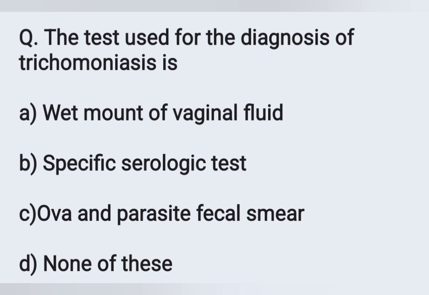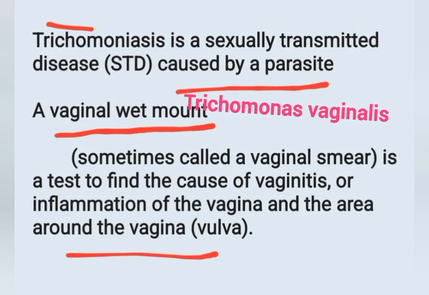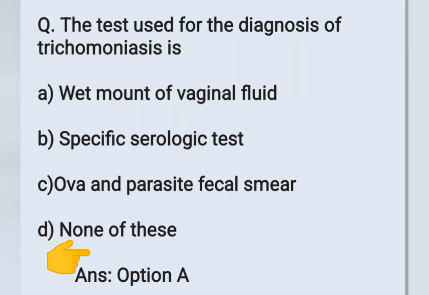Here our question is, the test which is used for the diagnosis of trichomoniasis is. We can see what is trichomoniasis. Trichomoniasis is a sexually transmitted disease caused by a parasite. Its name is Trichomonas vaginalis. A vaginal wet mount, or sometimes called a vaginal smear, is a test to find out the cause of vaginitis or inflammation of the vagina and the area around the vagina, including vulval area. So the test which is used for diagnosis of trichomoniasis is wet mount of vaginal fluid. Option A is the correct answer.